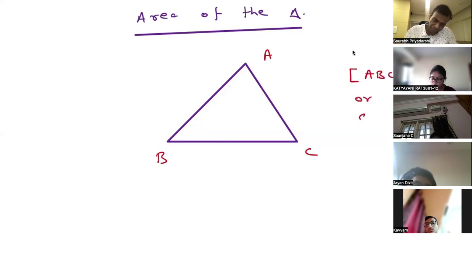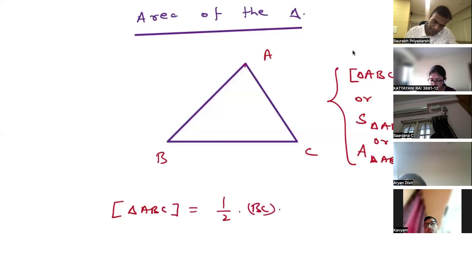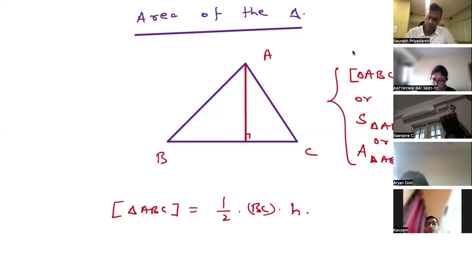or triangle ABC, or somewhere we can say area of triangle ABC, right? This is the symbol or sign of the area of the triangle ABC. Usually we can go with area of triangle ABC is half into base into height, right? Where h denotes the height, and the base is given, right?